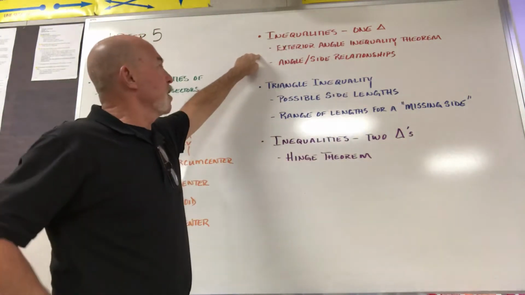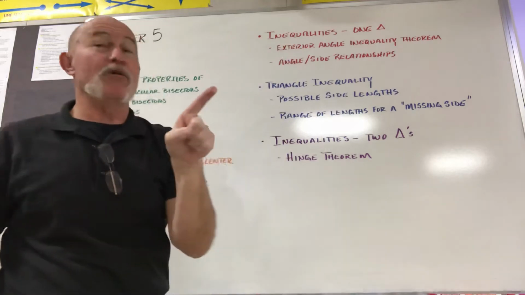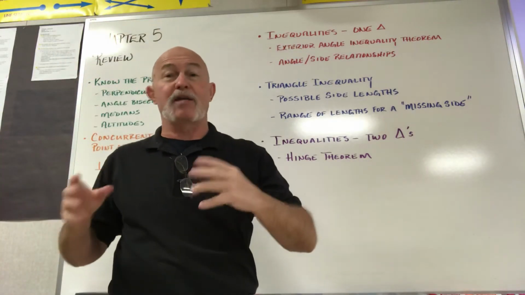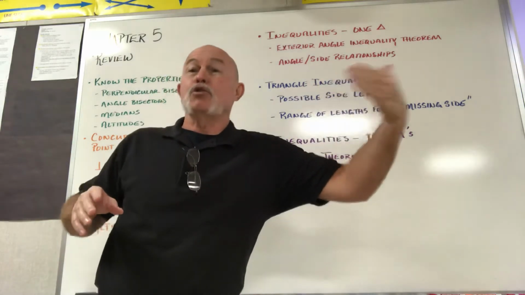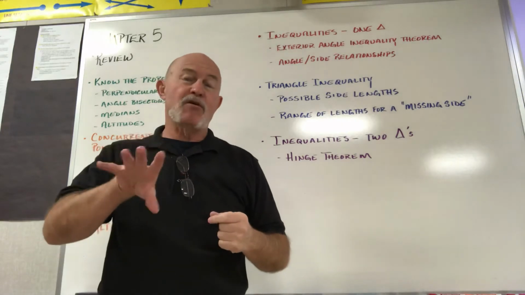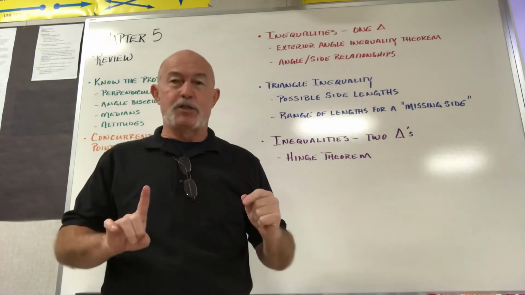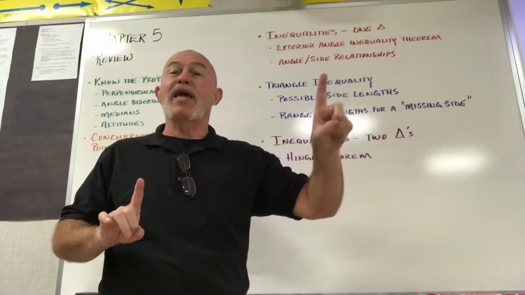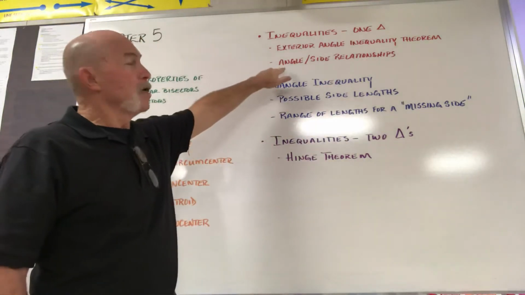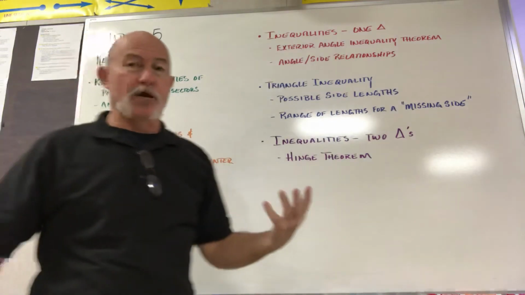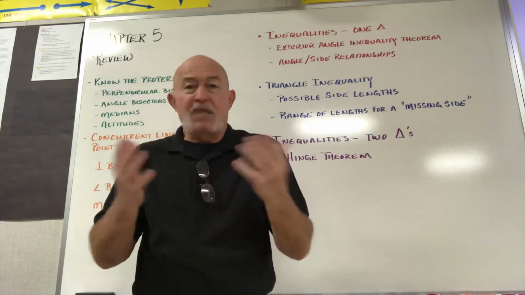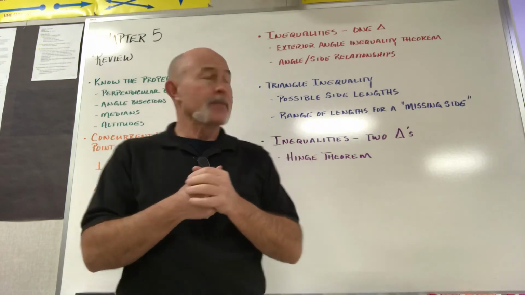Inequalities in one triangle. Remember the exterior angle inequality theorem. Remember we had that the exterior angle of a triangle was equal to the 2 interior angles not next to it. In this case, the exterior angle is greater in measure than either of those individually. Angle-side relationships in a triangle: the longest side is always opposite the biggest angle. That's how it is.